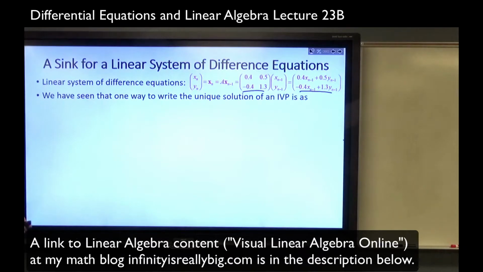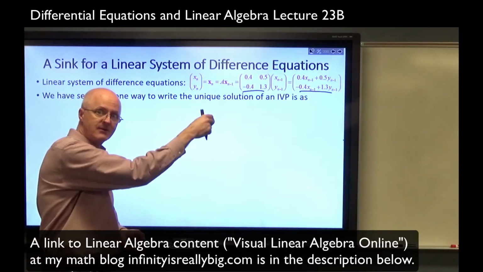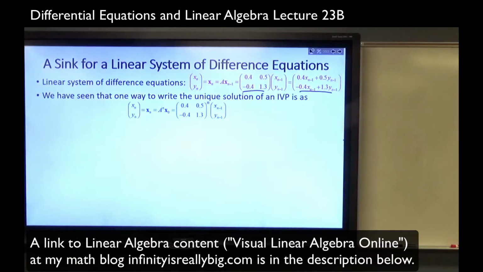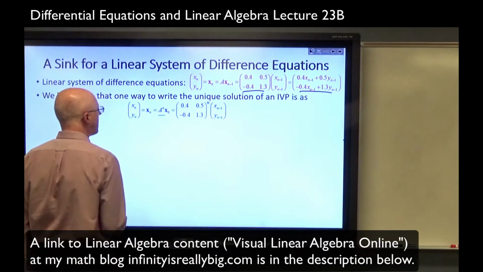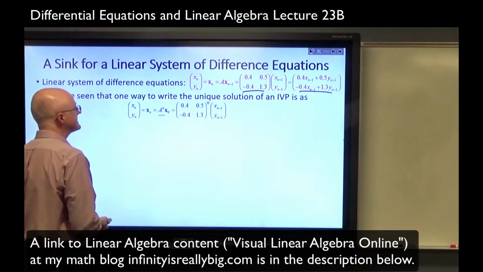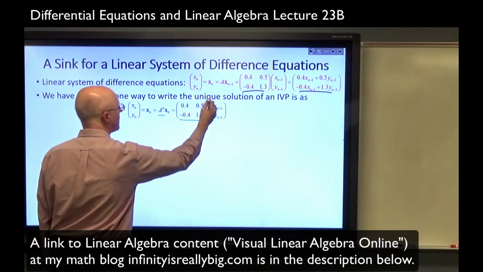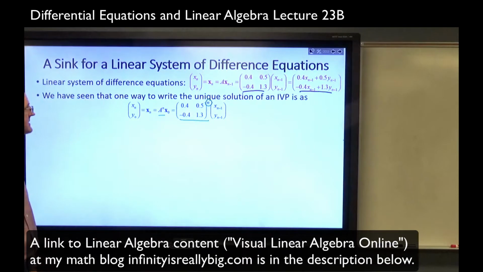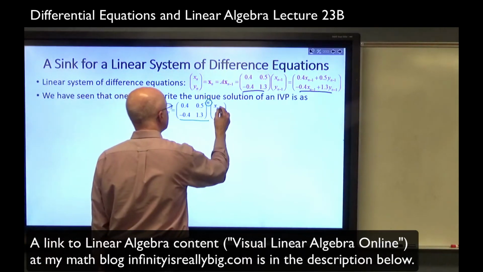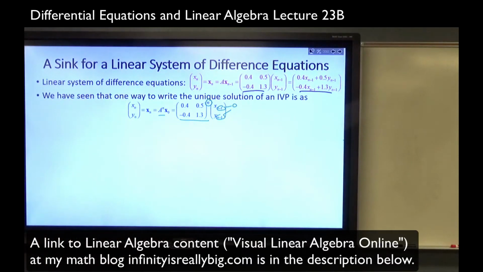We have seen before that one way to write the unique solution of an IVP here, where the initial condition is the vector x sub 0, whose components are x0 and y0, is using A to the nth power. xn, the nth iterate, you might say, is the nth power of the matrix A times the initial condition x0, and there's a typo I'm noticing right away. This should be 0 here and here. That's one way to write the unique solution.